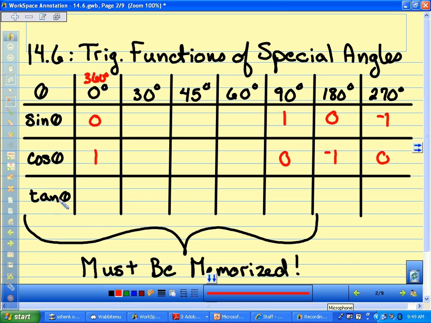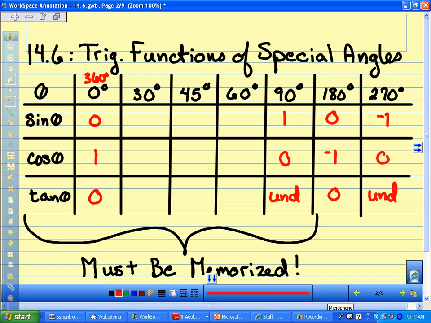Okay? And now that we said that tangent is the y value over the x value, what is 0 divided by 1? 0. We can divide by 1. 0 divided by 1 is 0. What's the 90? The 90 is going to be undefined. Which other one's going to be undefined? The 270 is undefined. And the 180 is again going to be 0. Yeah, 0 divided by anything is going to be 0.